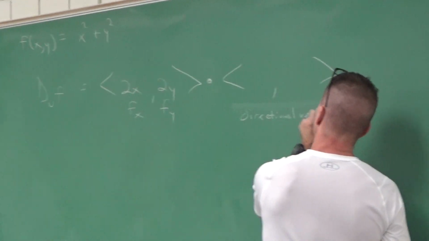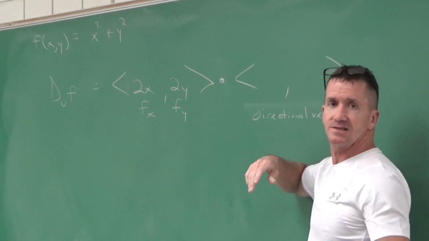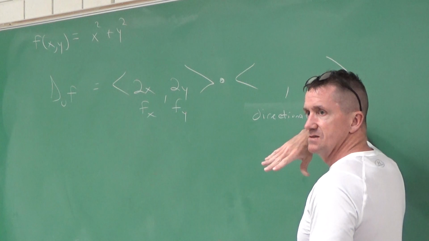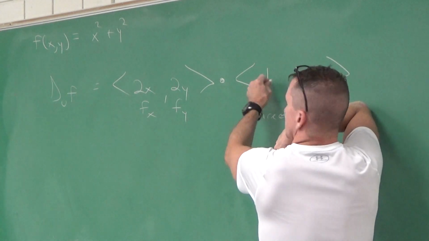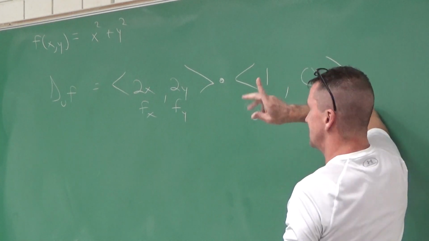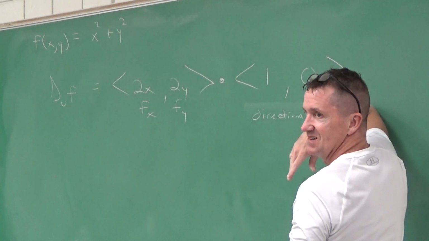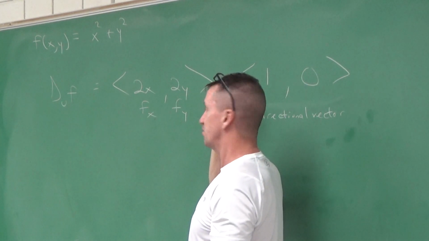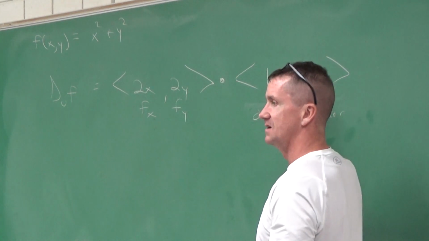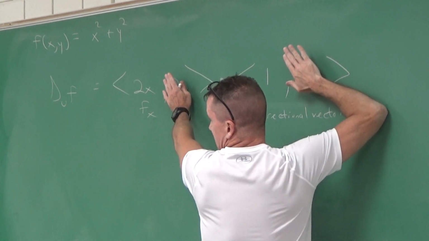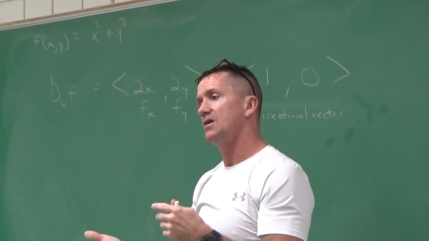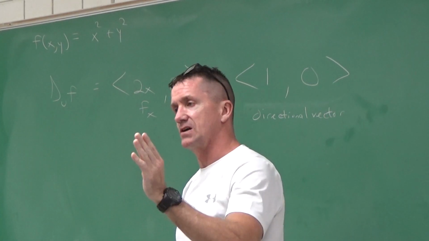All right, it's the directional vector. So let's go back to last section. If we went in the direction of the positive x-axis, do you agree I could just make this a 1 and a 0? Do the dot product, what would you get? You would just get the fx times the 1 plus the fy times the 0. So this would be gone, you just have the fx. And that would give you the rate of change, directional rate, in the direction of the positive x-axis.